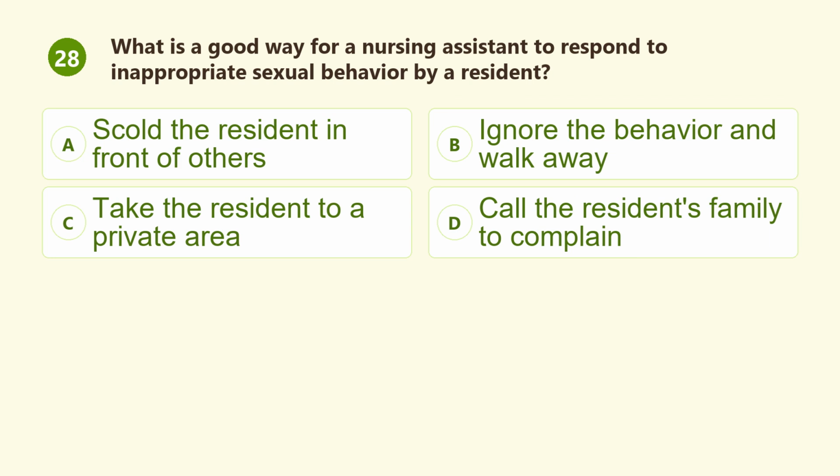Question 28. What is a good way for a nursing assistant to respond to inappropriate sexual behavior by a resident? Option A, scold the resident in front of others. Option B, ignore the behavior and walk away. Option C, take the resident to a private area. Option D, call the resident's family to complain.